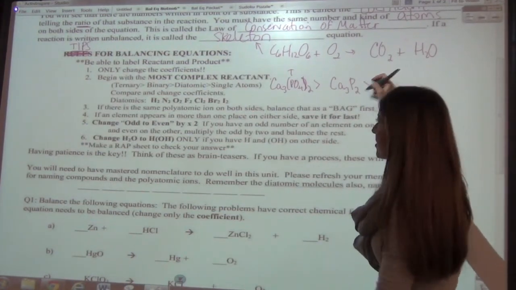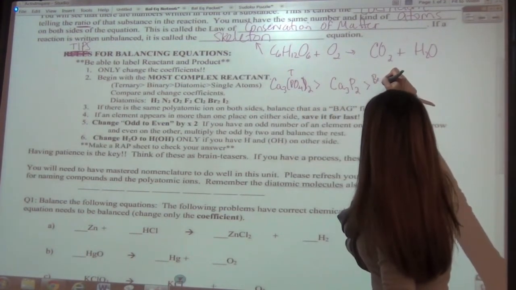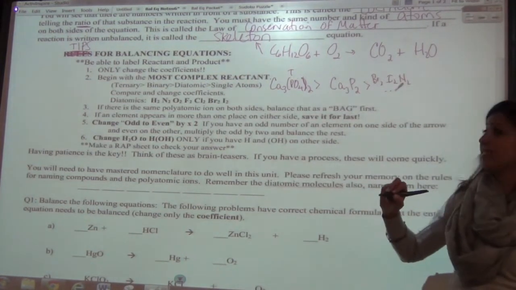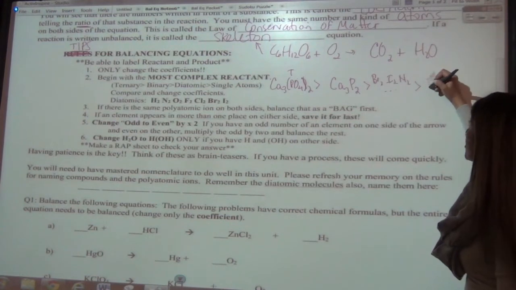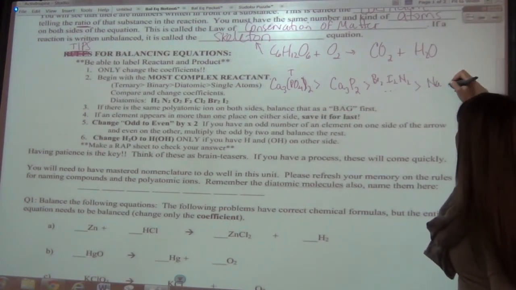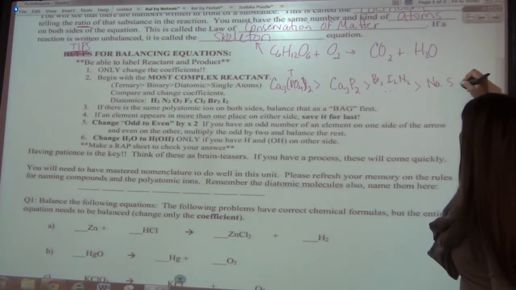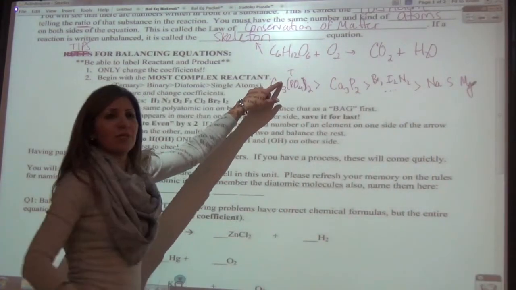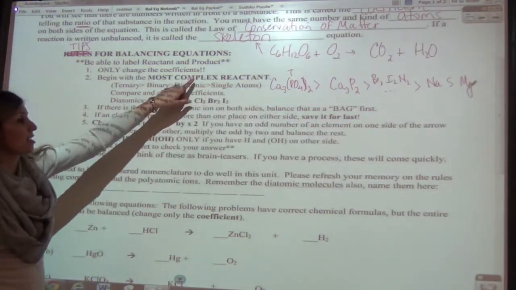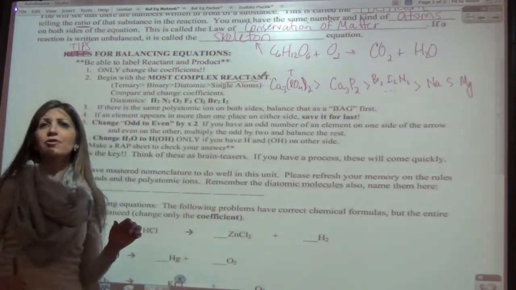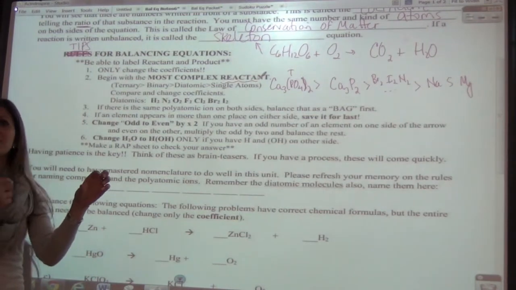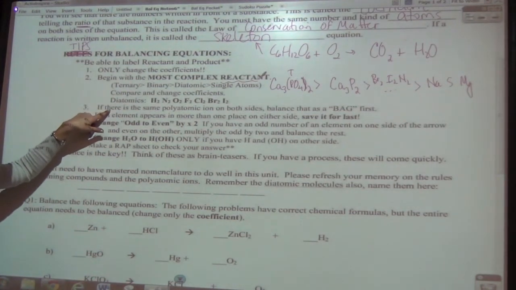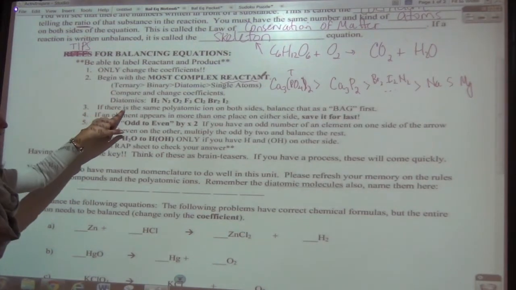Diatomics, the diatomics are the Brinkelhofs, right? So Br2, I2, N2, dot, dot, dot. Okay, all of the diatomics. And then single atoms would be just something like sodium, or maybe you just have something like sulfur, maybe you just have something like magnesium. Those would be single atoms. You're going to want to start with the most complex, okay? And not only the most complex, but the most complex reactants. And where are the reactants with respect to the arrow? To the left or to the right? To the left. Perfect.